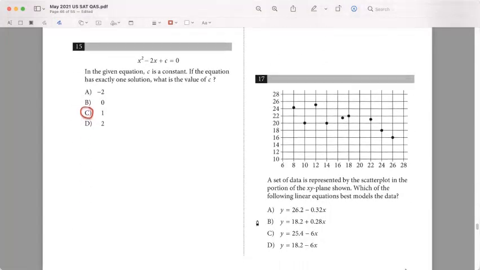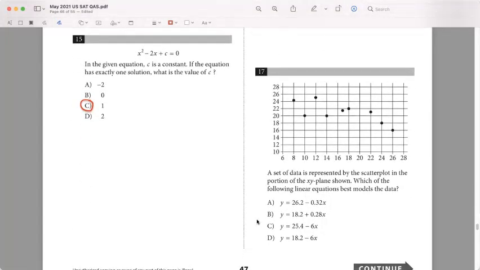Okay. Question 17. A set of data is represented by the scatter plot in the portion of the xy plane shown. Which of the following linear equations best models the data? So let's try and get a sense of how the linear equation might look, right? So something like this, or maybe a little bit above this, but somewhat close.